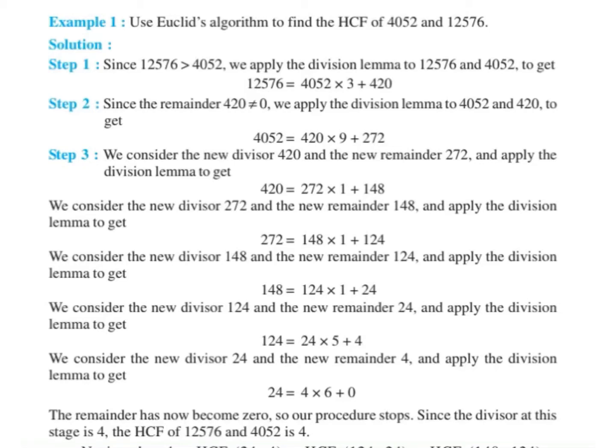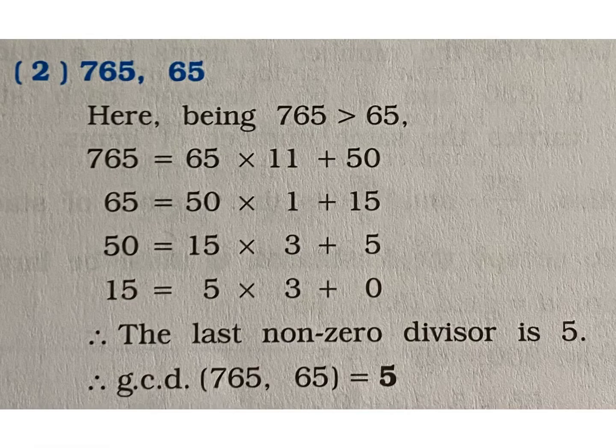And here the divisor is 4. So the HCF of 12,576 and 4052 is 4. Here you have to keep in mind that the last divisor will be the HCF of two numbers. Let us take another example.